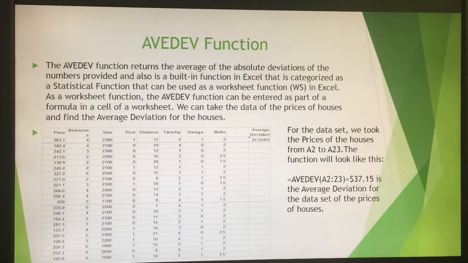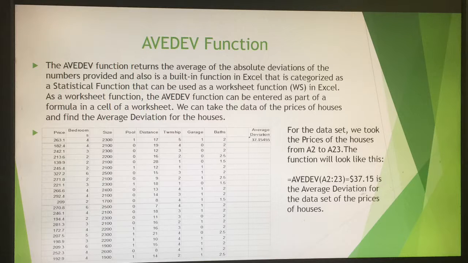So we're going to pick A2 to A23. We're going to put the semicolon and put 23. We're going to cross that out. We're going to put the parentheses around the 23, and we're going to get $37.15. So Excel knows how to do the math already. Excel just needs the range of the data that you want in order to calculate it.